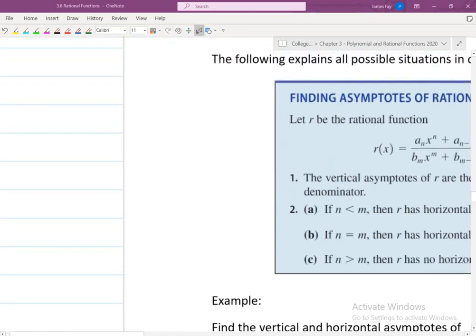Pick up where we left off yesterday. If we have two polynomials and we're dividing them, that gives us a rational function. There are multiple things we have to determine for a rational function, and one of them is a horizontal asymptote. Its main purpose is to tell us what happens on the ends of the x-axis, when x gets very large in the positive direction and very large in the negative direction.